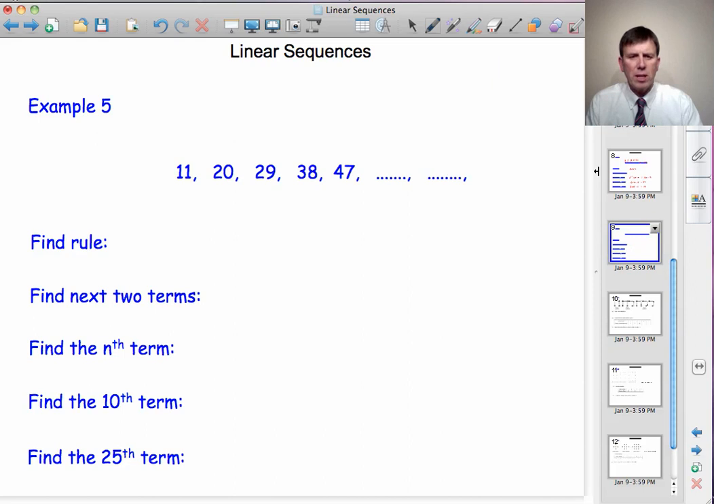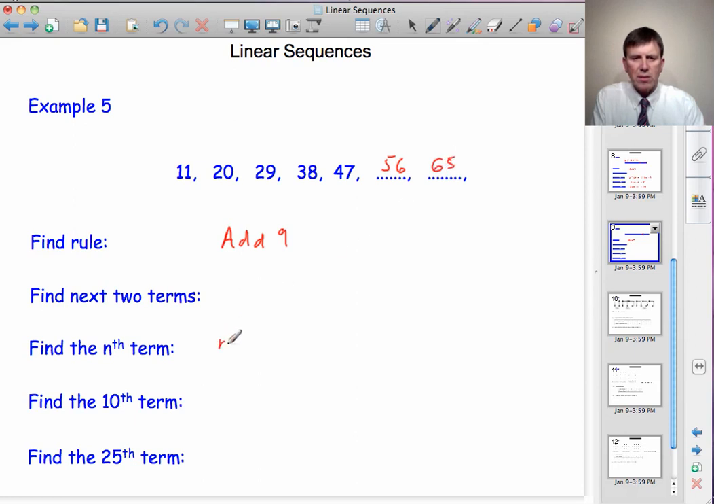11, 20, 29, 38, 47. So example 5, the sequence is going up in 9s. 11 add 9 is 20, 20 add 9 is 29, and so on. So the rule this time is add 9. Find the next two terms. 47 add 9 is 56, and 56 add 9 is 65.